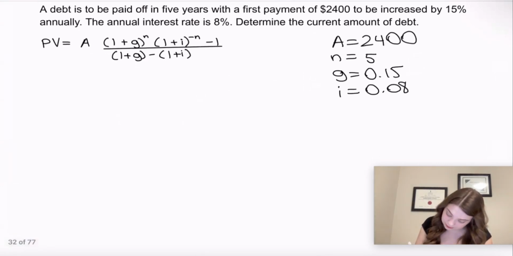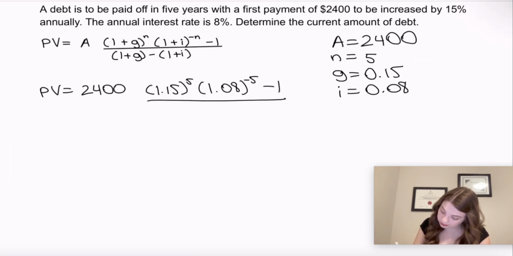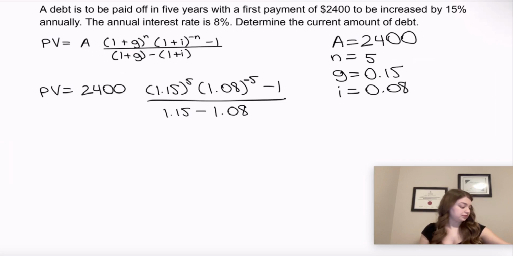So present value is equal to 2,400 times (1 plus g, so 1.15) to the power of 5, times 1.08 to the power of negative 5, minus 1, all over 1.15 minus 1.08. So essentially the difference between the gradient percentage and the interest percentage. Okay, now let's grab a calculator and do it.